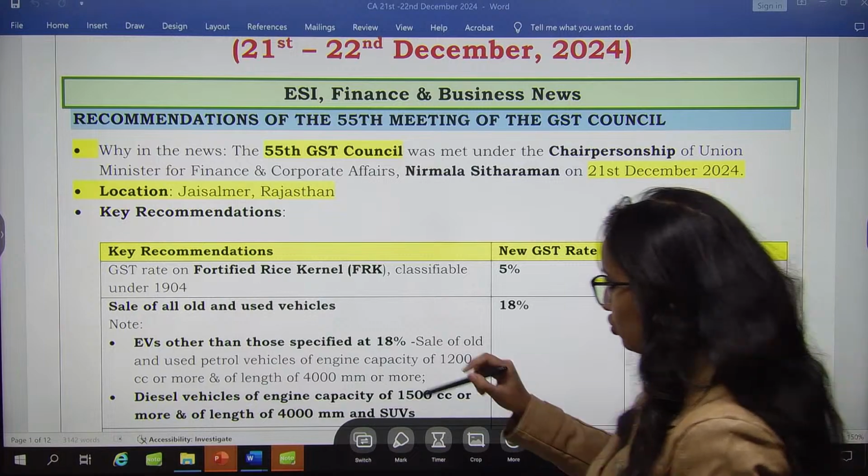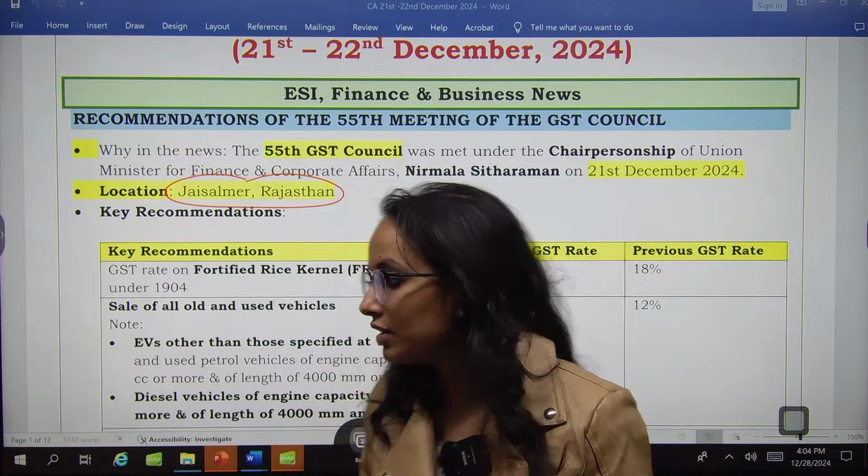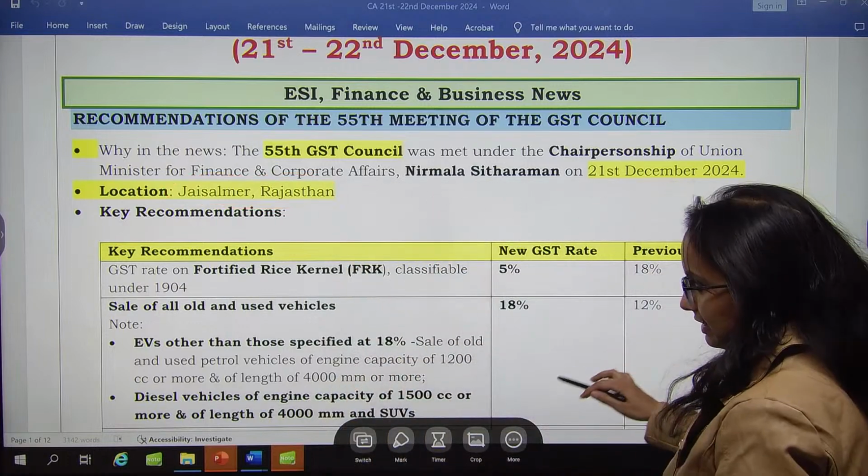Location where it was held, Jaisalmer in Rajasthan. What were the key recommendations and what are the new GST rates decided, right?